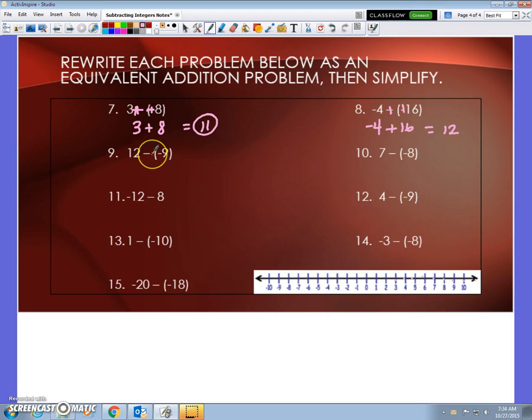Once again, the first thing I want to do is change. I want my subtraction to be addition. And now I have 12 plus a positive 9, which is really just a plus 9. Okay, so 12 plus 9, 21. And if you need the number line to do that, that's fine. Mr. Gill's getting pretty good at adding those numbers together in his head.